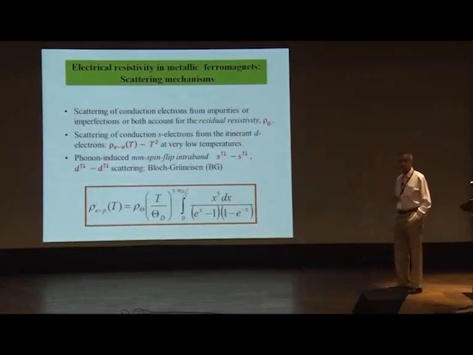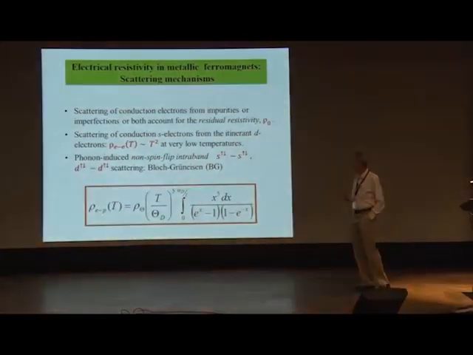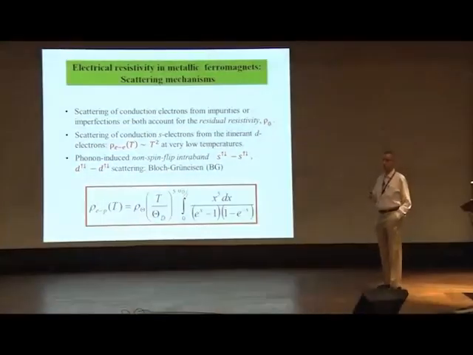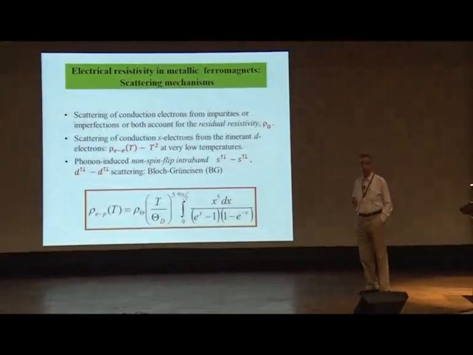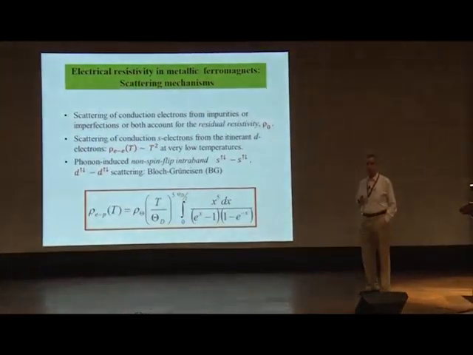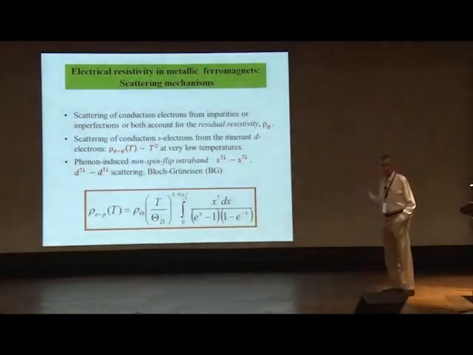Then another contribution can be the scattering of electrons from one another, that is s electrons from d electrons, for example, and this is known as the Baber scattering, or later on known as the Fermi liquid behavior. So this contribution to resistivity goes as T squared at very low temperatures.